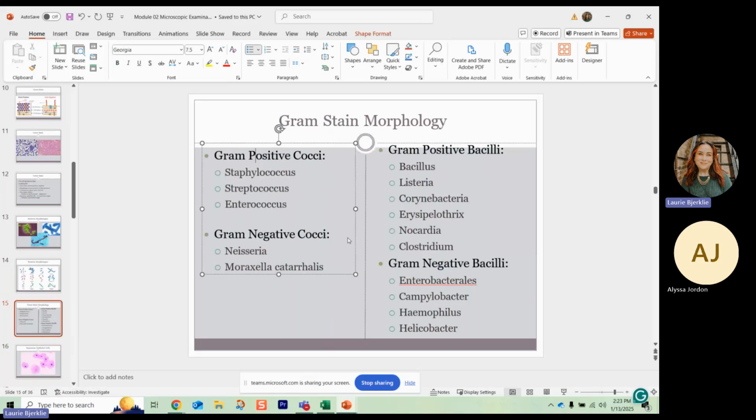what might I be playing with here. If you get gram positive cocci, your mind should be right away thinking I either have staph or strep or enterococci. Those are my main players. So I know how to test for those.